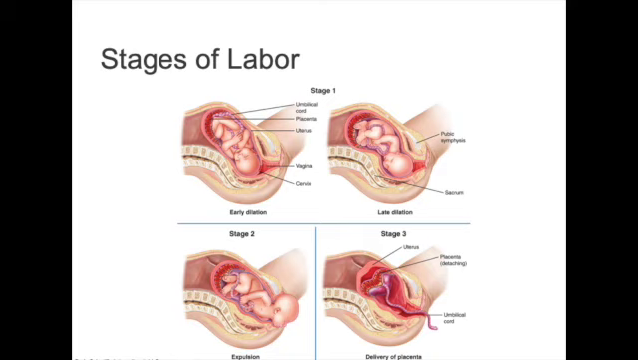The length of time for this stage varies a great deal, but the average length is 8 hours for a first pregnancy. Okay, so think about how long you're going to have contractions for if it lasts for 8 hours and how short the contractions are. Eesh.